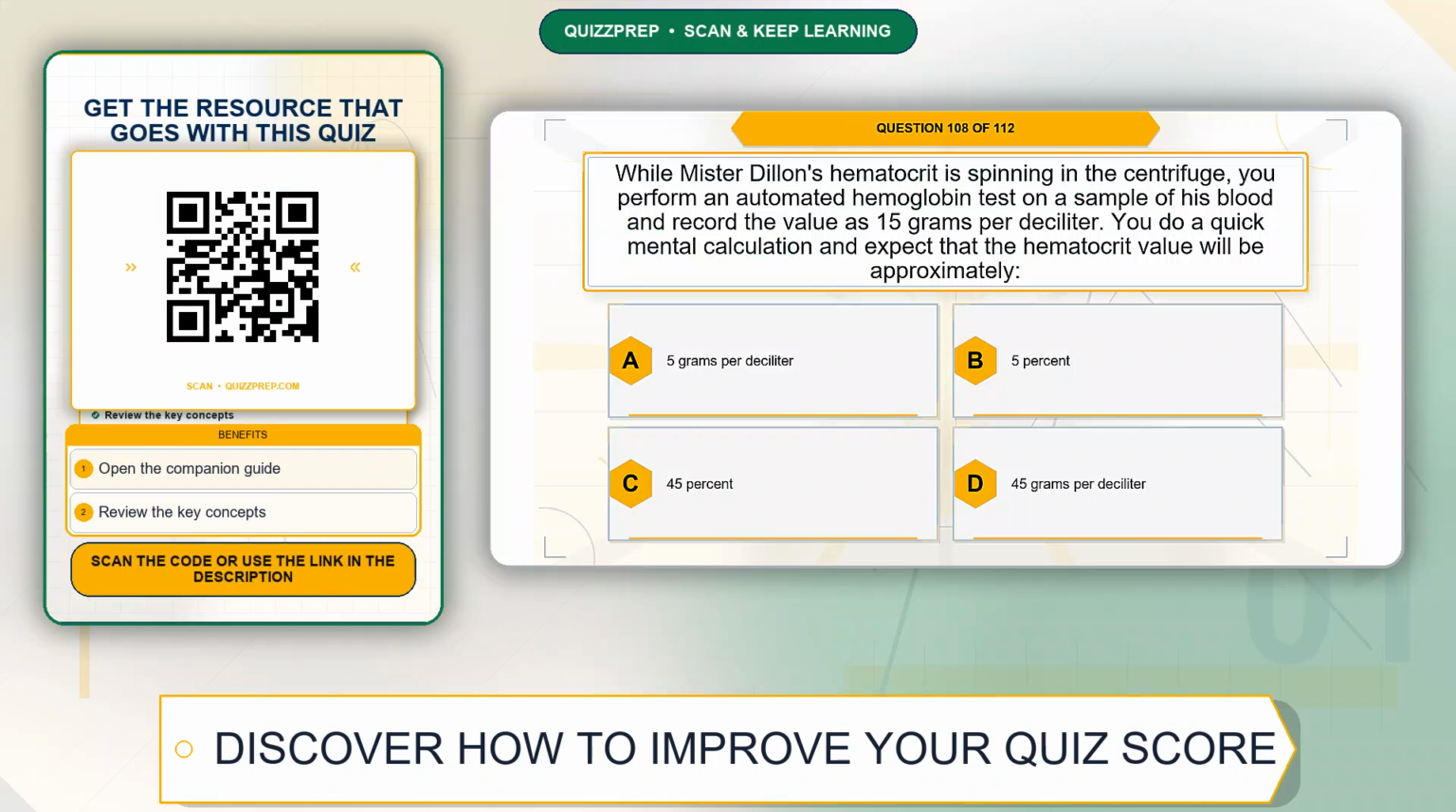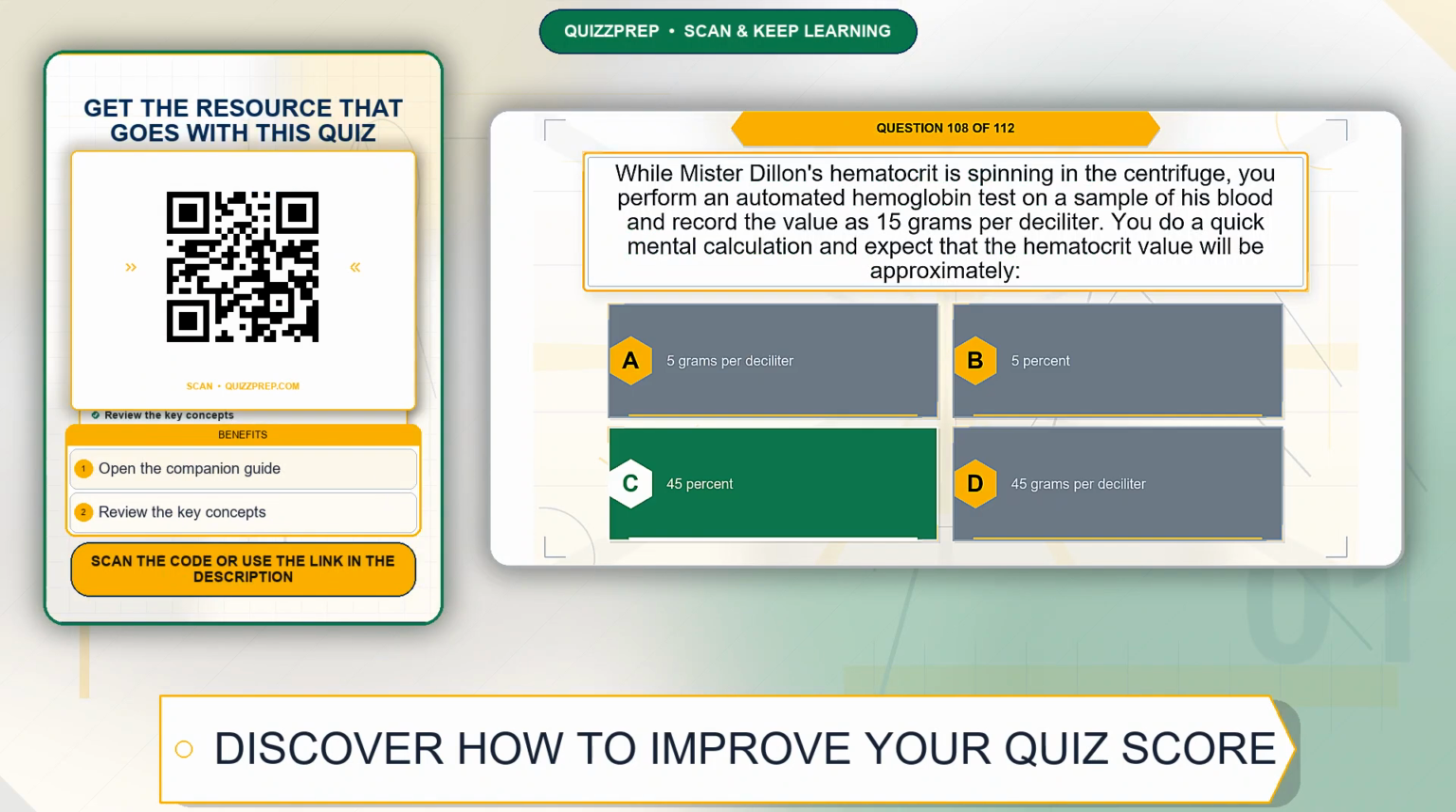Question 108. While Mr. Dillon's hematocrit is spinning in the centrifuge, you perform an automated hemoglobin test on a sample of his blood and record the value as 15 grams per deciliter. You do a quick mental calculation and expect that the hematocrit value will be approximately option A, 5 grams per deciliter, option B, 5%, option C, 45%, option D, 45 grams per deciliter. The correct answer is option C, 45%.